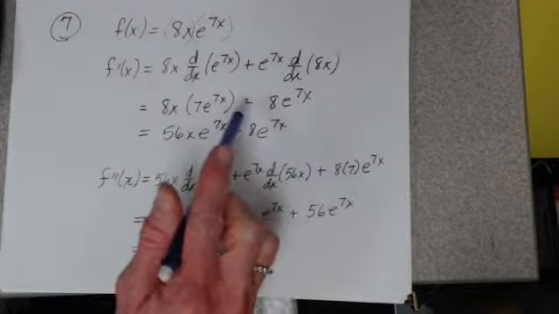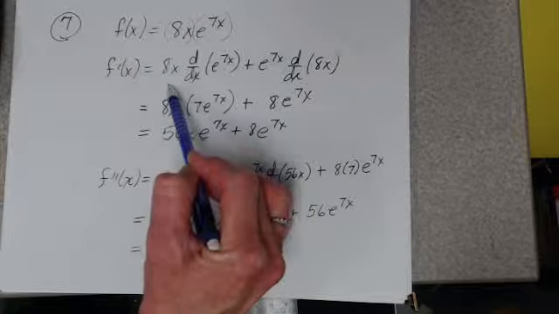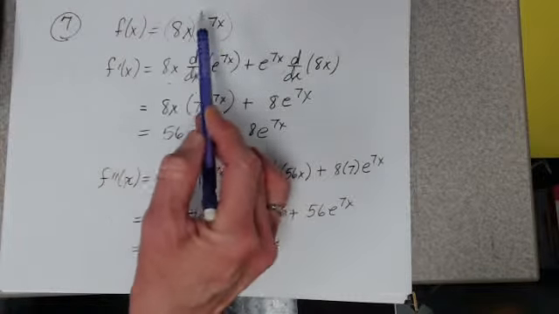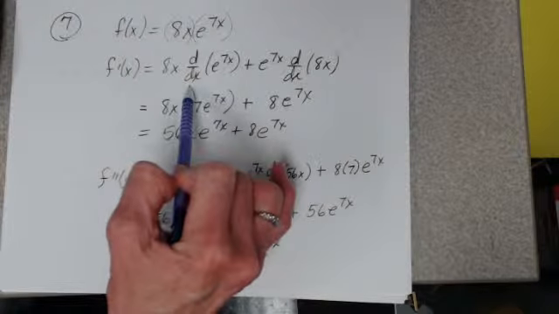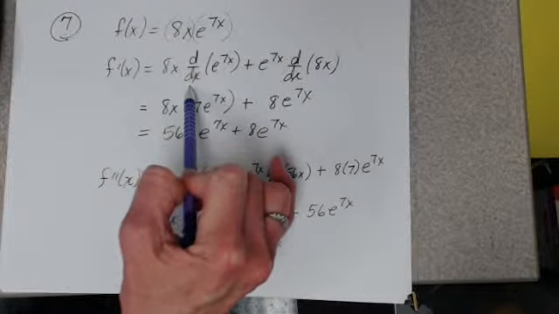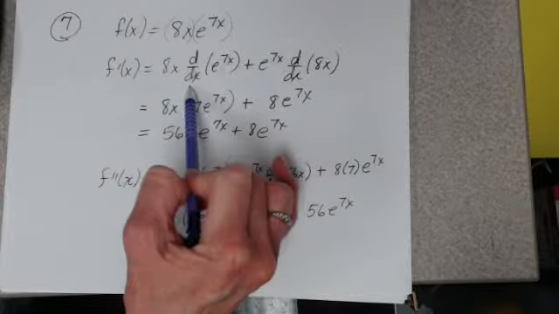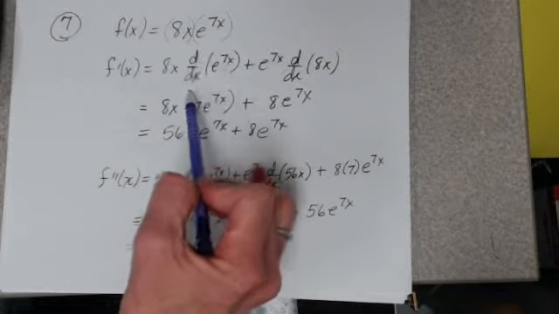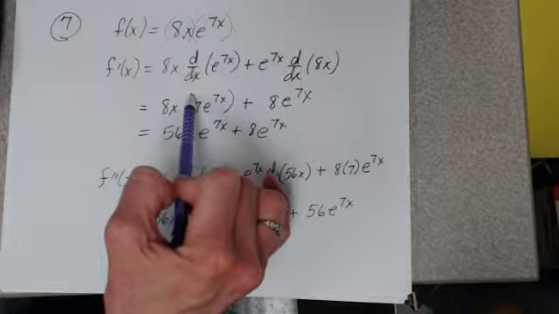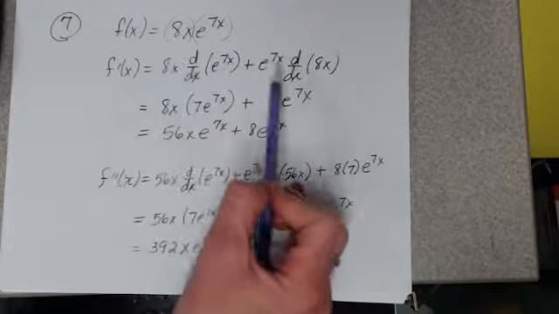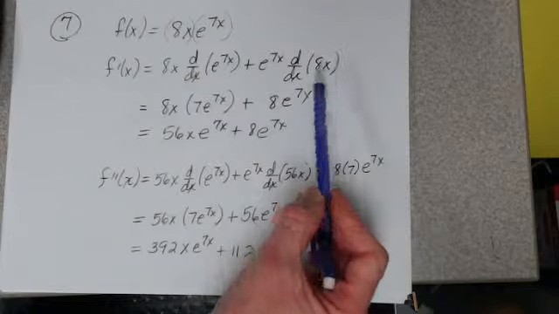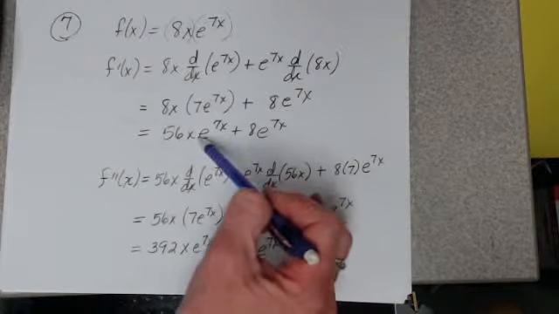Using the product rule, I'm going to write the first function down and multiply that function times the derivative of e to the 7x. I'm using the differentiation operator d dx to indicate that I will be taking the derivative with respect to the independent variable x. Then e to the 7x is multiplied times the derivative of 8x. And so here are those derivatives respectively.